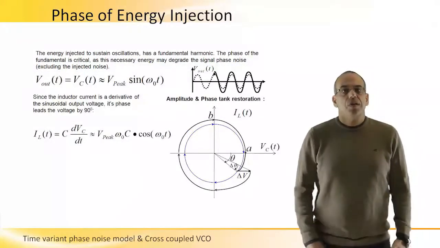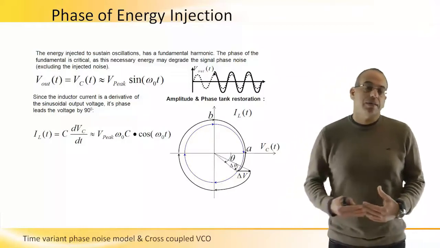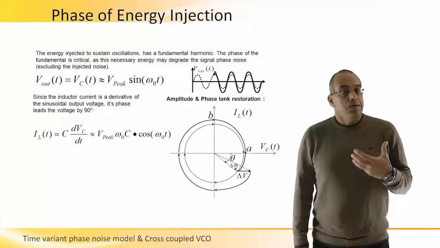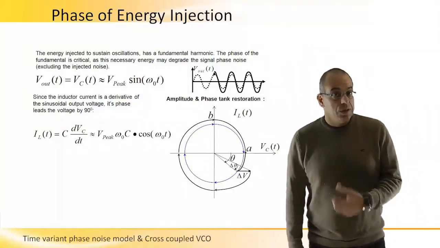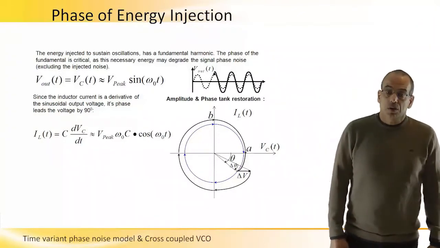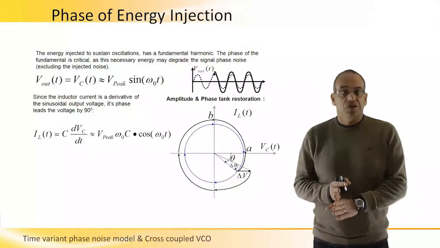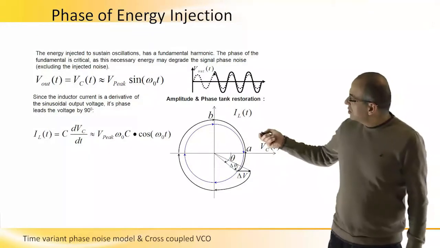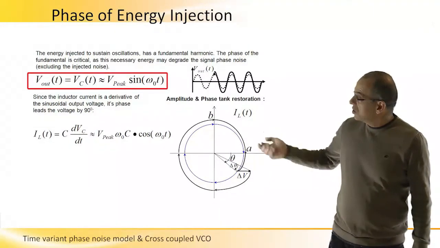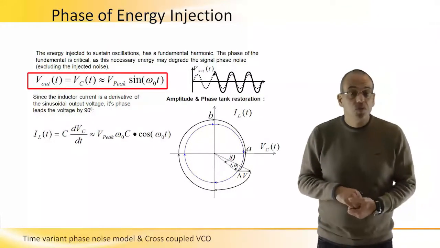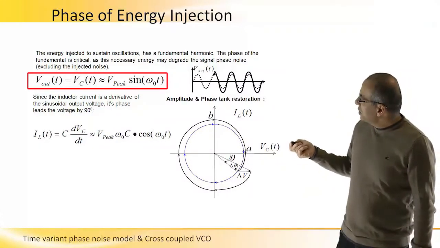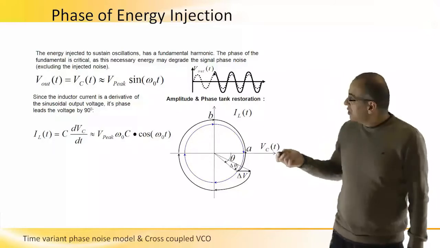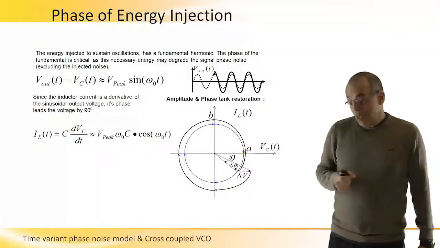The phase of the current that is injected into the tank, or the phase of energy injection, is also important, as we are going to show soon. So we inject current into the tank to sustain oscillations, and we have the oscillations. The output voltage equals the voltage around the capacitor, and it's going to be a peak value amplitude multiplied by a sinusoid, if we just forget for a minute all the losses.